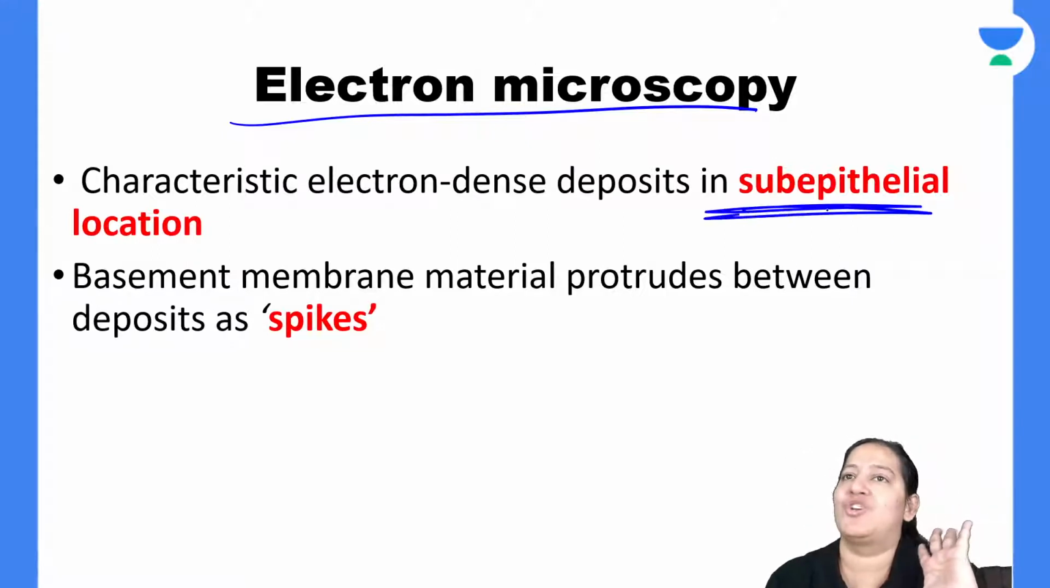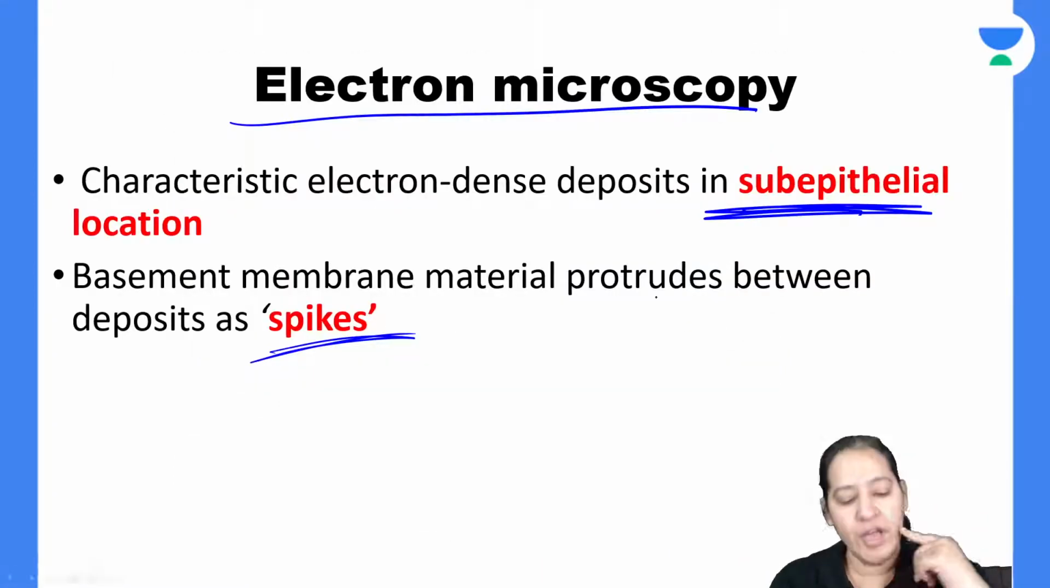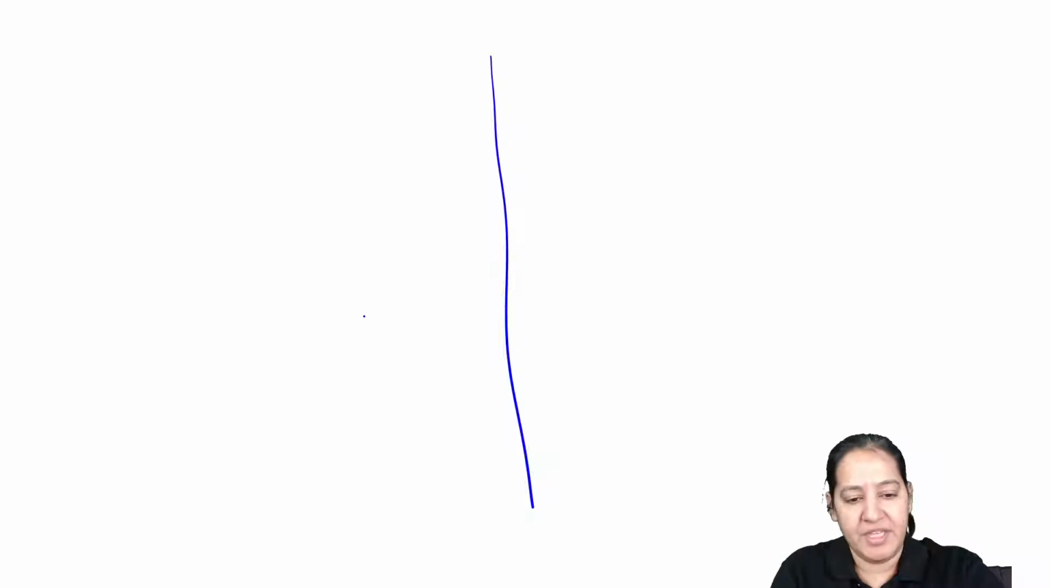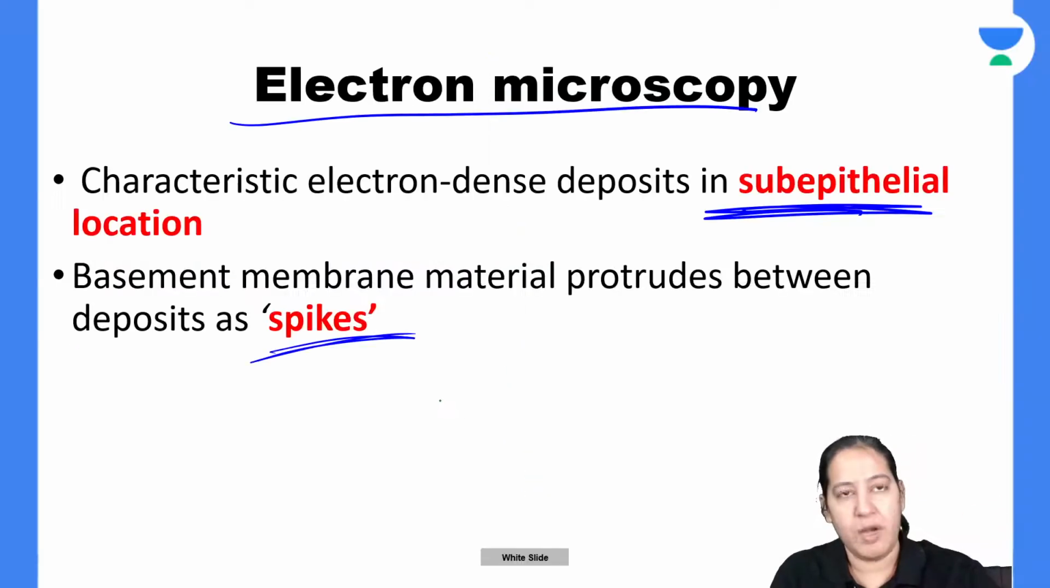So subepithelial location, and it will be in the shape of the spikes. Subepithelial and where else is it found? Where you have studied subepithelial deposits. So we have studied these subepithelial deposits at one place more. Who will tell me what is that place? One more place we have studied these subepithelial deposits.